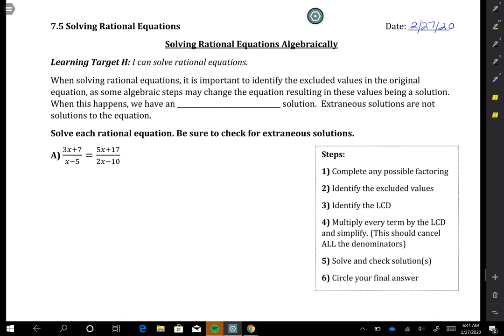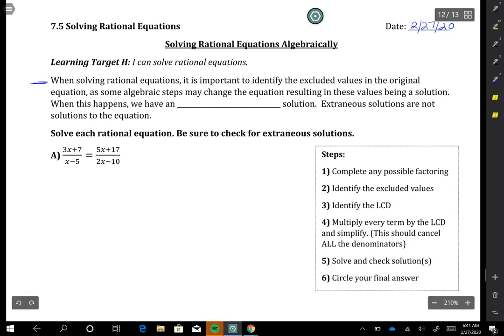Hey guys, welcome to our video lesson in which we're going to be introduced to solving rational equations. When we solve rational equations, we need to do a lot of things like we did when we were adding and subtracting, but there's one big difference, which you will see once we get started.